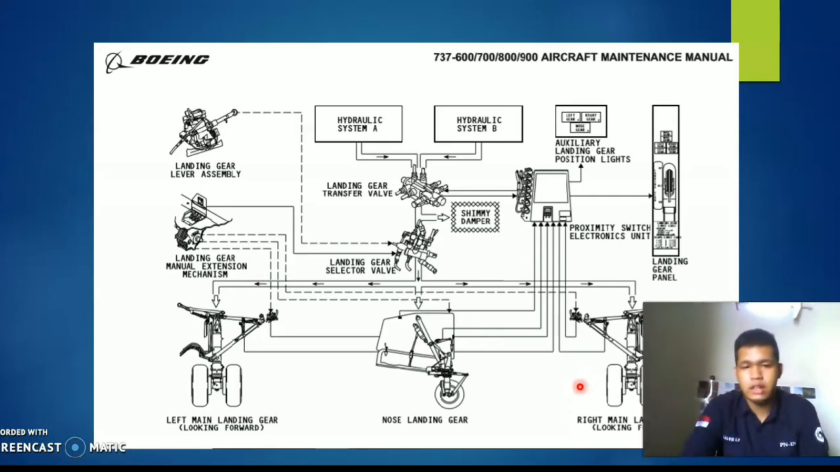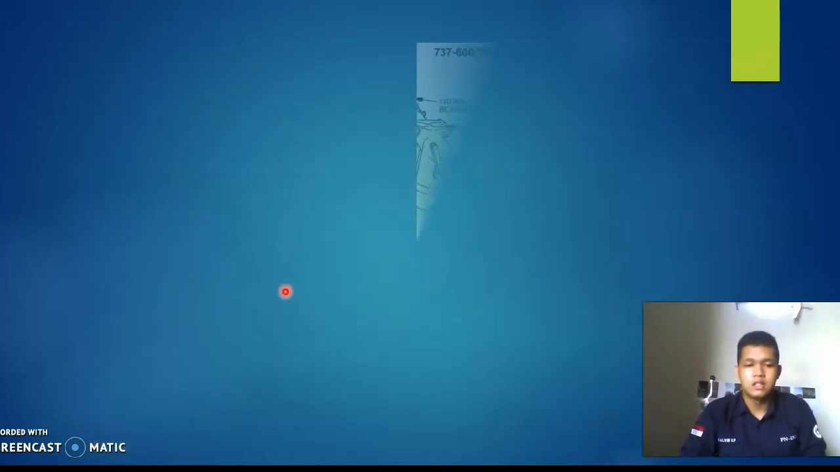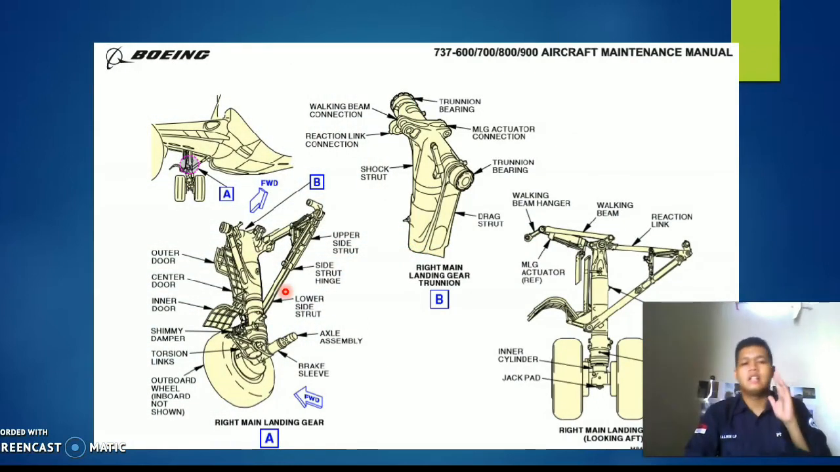You know the landing gear has a system like this: the landing gear lever assembly. This is the nose landing gear connected with the left and main like this. It uses hydraulic systems A and B, transfer valve and actuator, landing gear position light, and landing gear panel indicator in the cockpit. This is the landing gear manual extension mechanism. So this is the right main landing gear.